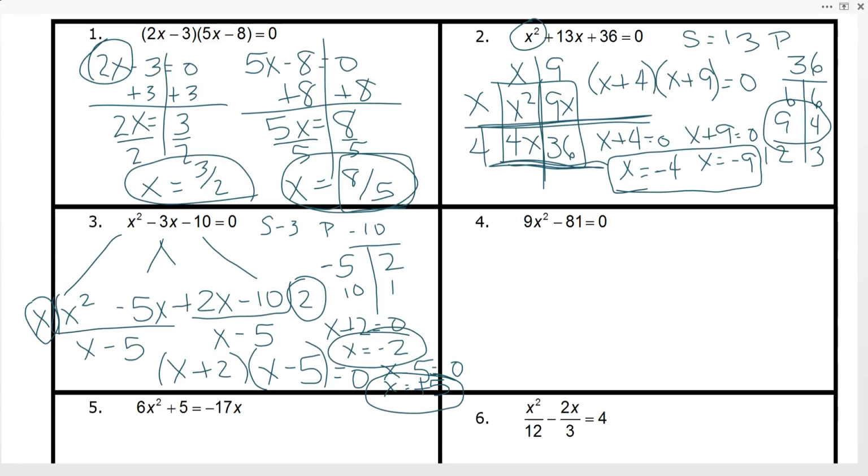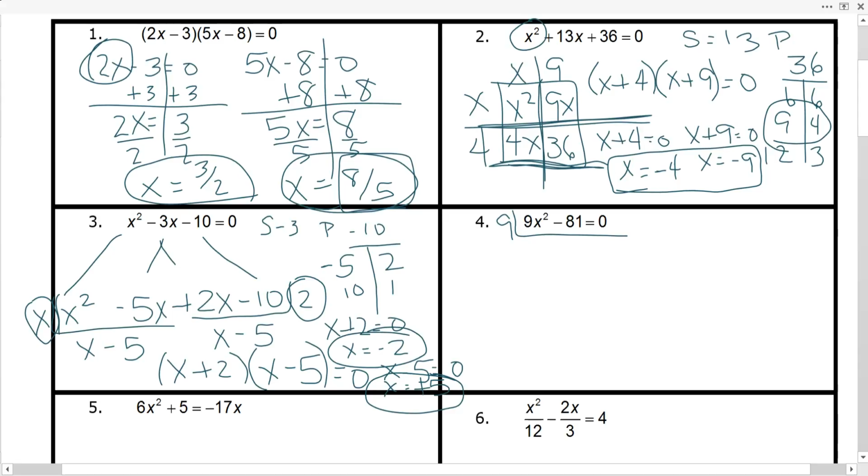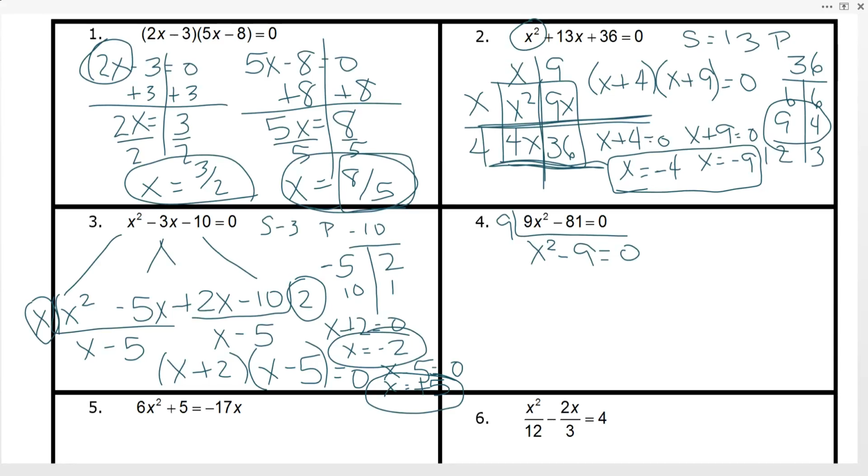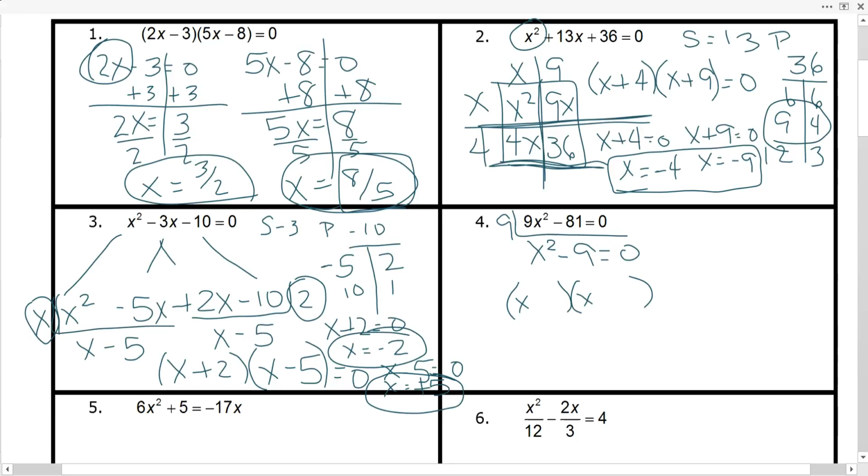On number 4, we have a greatest common factor. And so I'm going to divide everything by 9. When I do that, I end up with x squared minus 9 equals 0. It's the difference of two squares. Notice that there's a minus sign. There's a perfect square on either side. So I know that I'm going to square root my x, square root my 9. And because there's nothing in the middle, one has to be a minus and one has to be a plus. So here's my factored equation.